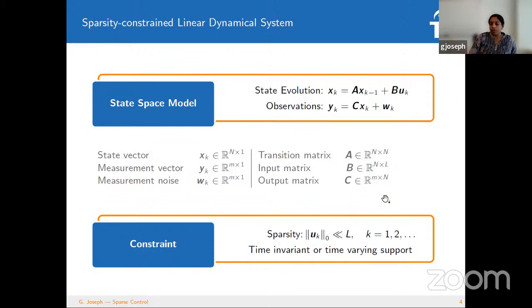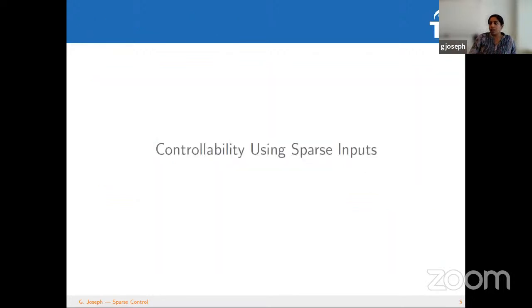So this is the system model that we're going to work with. So first, let's look at the feasibility of this particular model. So when does it work? And to do that, we look at something called controllability using sparse inputs.